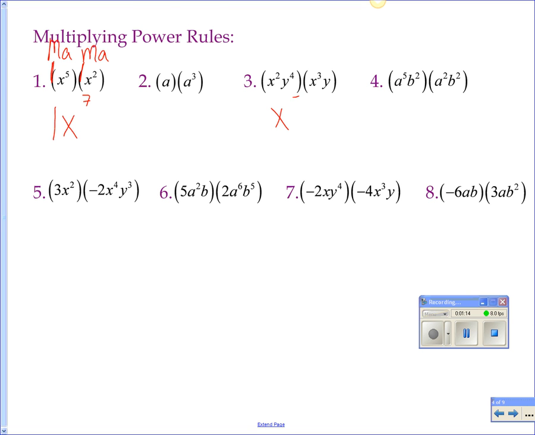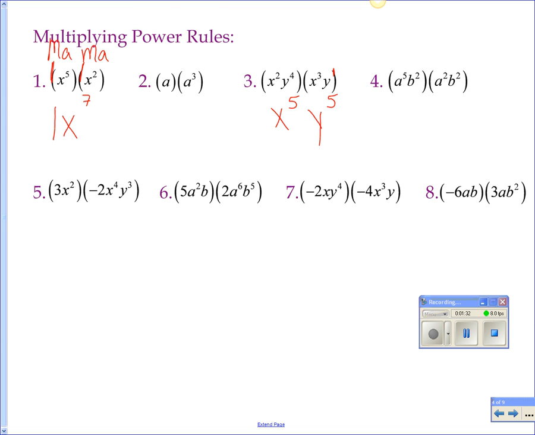5th. Now, what do I do when there's no number with the y? I put a 1 with it. You got to remember your 1. So 4 plus 1 is also 5. So y to the 5th. Okay. All right, let's jump down here to number 8.